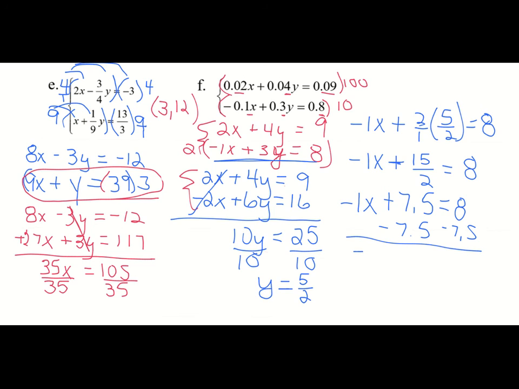So we end up with negative 1x equals 5/10. And then we're going to divide it by negative 1. So x equals negative 5/10, or negative 1/2. And so our final solution for this system is negative 5/10 for x and 5/2 for y. And that is it for this video. Stay tuned for applications.